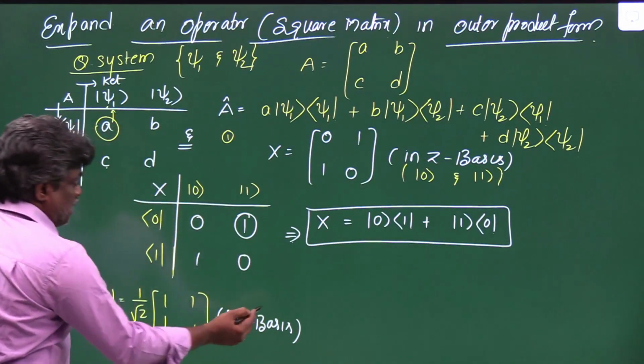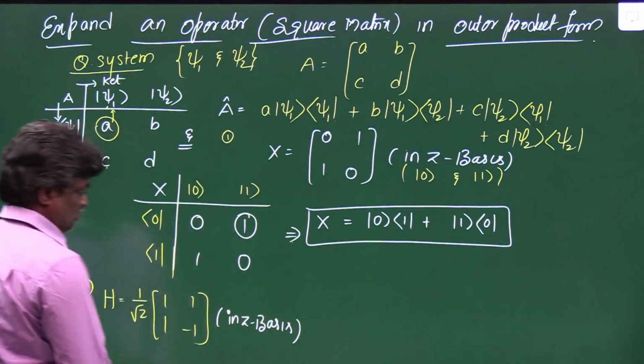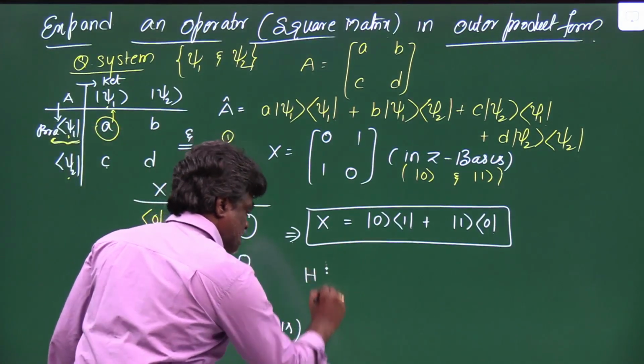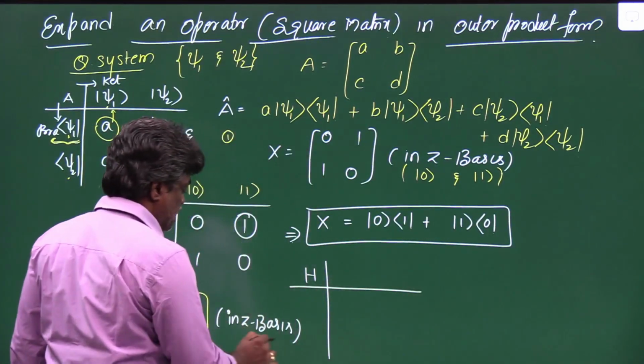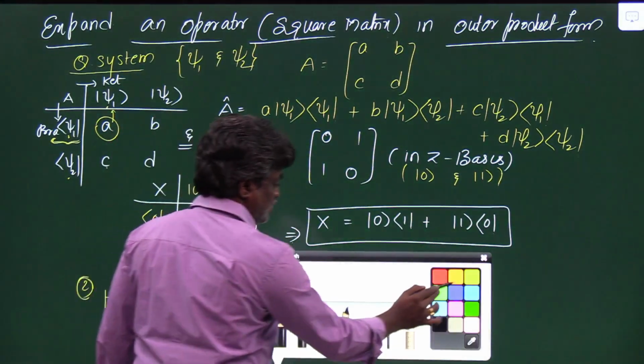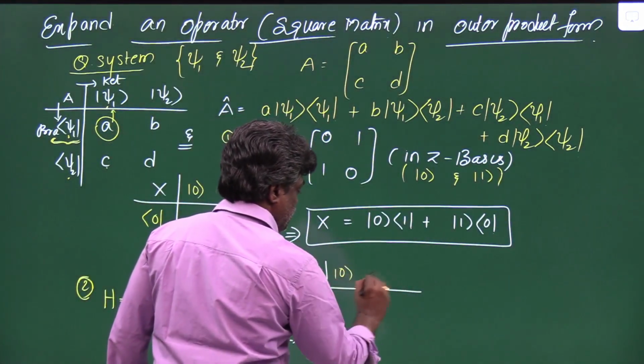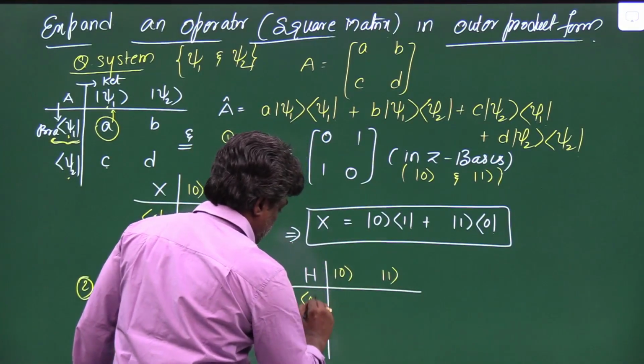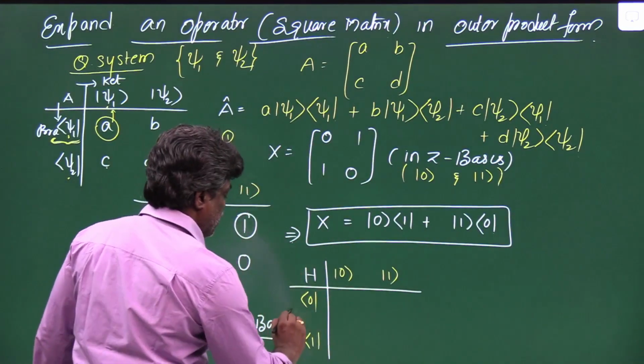Now please write the Hadamard. No problem. It is easy, very easy. The same Hadamard is also written in the Z basis. 0, 1. Please write. You will get confidence. 1 by root 2 outside.